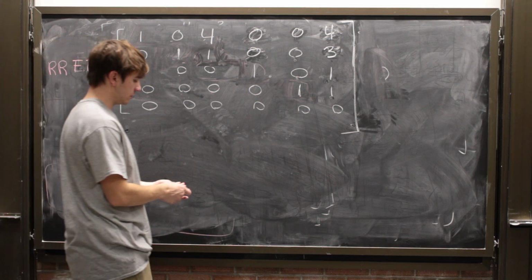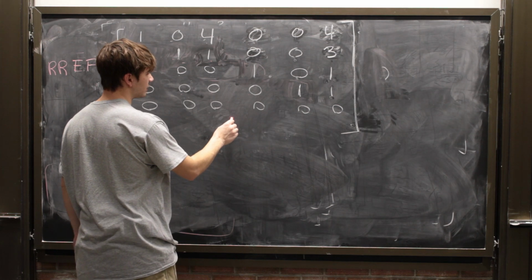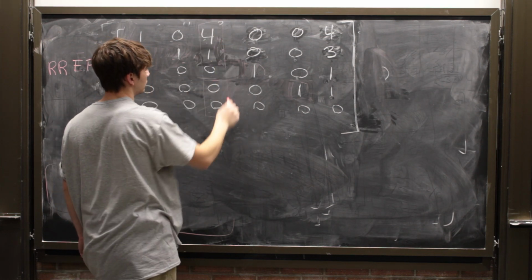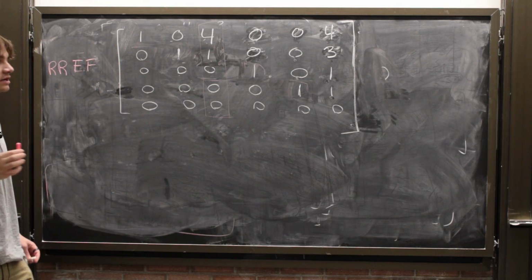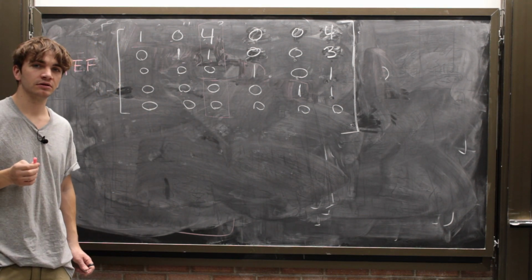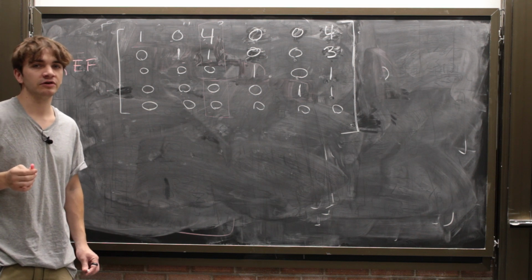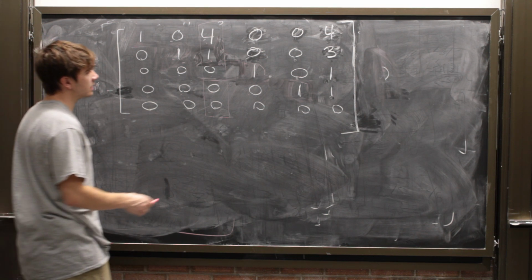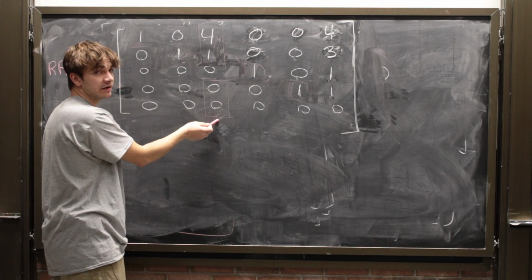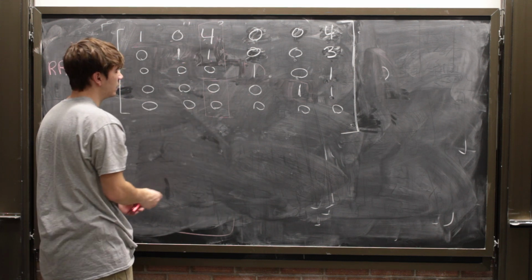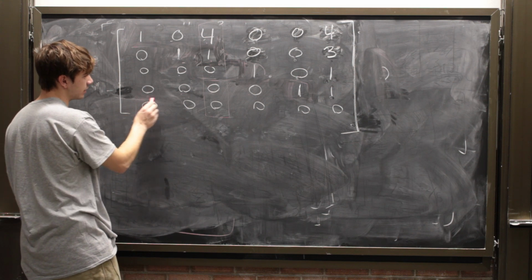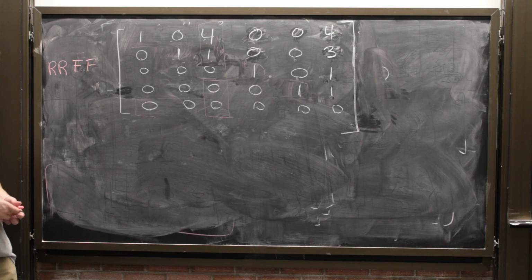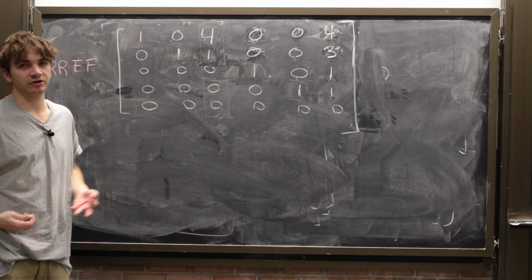Well, essentially, every column that doesn't contain a pivot is going to contain a free variable. Okay, so notice that I have this column with no pivots, so that'll be a free variable, and I have a row of zeros. The row of zeros is essentially a sign that you have a free variable, right?